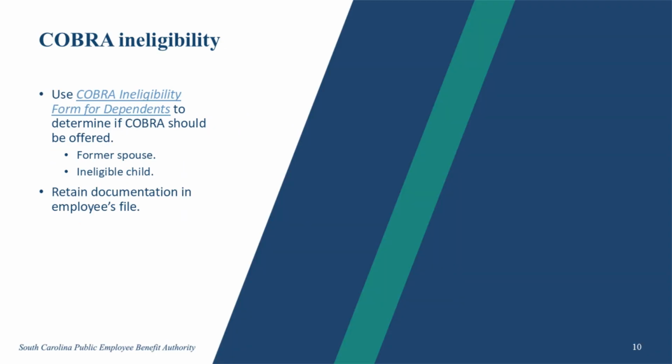If you need help determining whether to offer COBRA, use the COBRA ineligibility form for dependents. If you determine the subscriber reported the event within the 60-day notification period, offer COBRA. Otherwise, do not offer COBRA. Retain the completed COBRA ineligibility form for dependents in the employee's file.